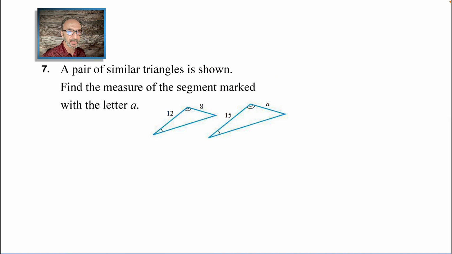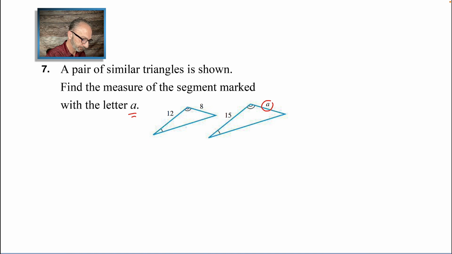Number 7. A pair of similar triangles is shown. Find the measure of the segment marked with the letter A. The letter A is right here. That's what we want to find. To do it, we need to write the proportion. We could do that with a scale factor and so on, but proportion will do. So the way to do it is we need to be consistent and write it correctly. For example, if I go A to 8, I should go 15 to 12, the same way.